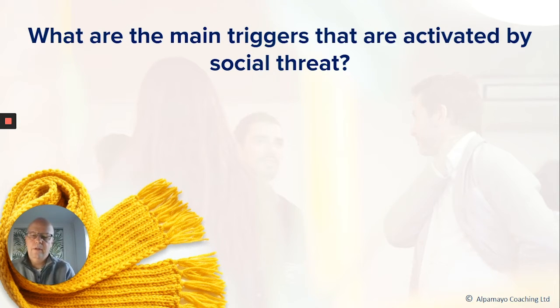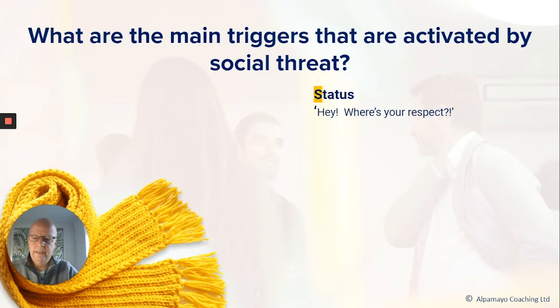So what are the main triggers that are activated by social threat? And this is where the SCARF model comes in, with me or my face nestled carefully in this yellow scarf. You might guess that SCARF is actually an acronym for 5 words that describe the triggers that are activated or may be activated by a social threat. And the first of these is status.